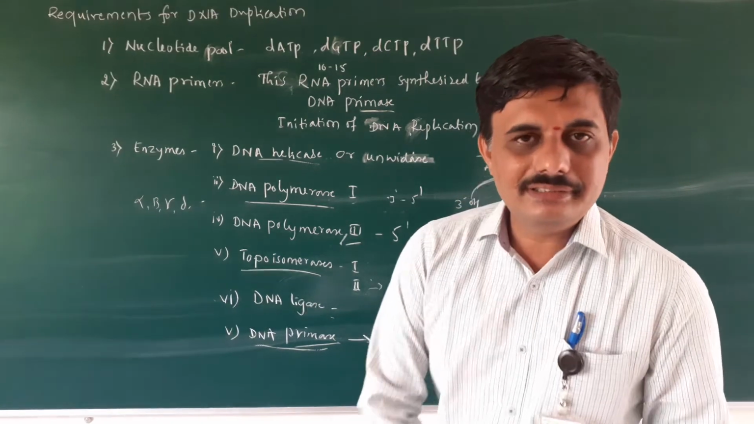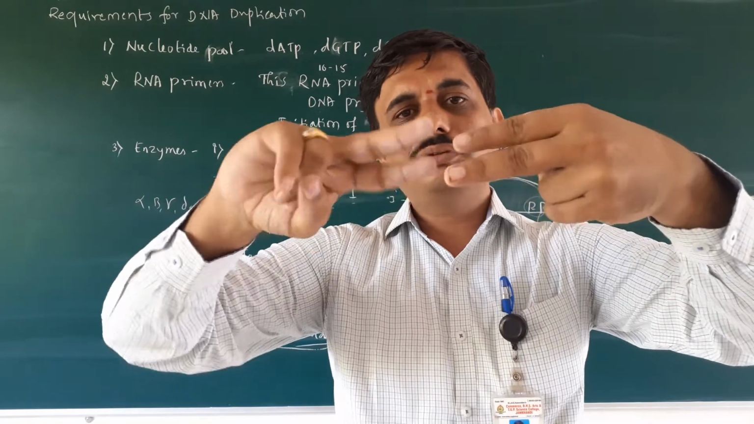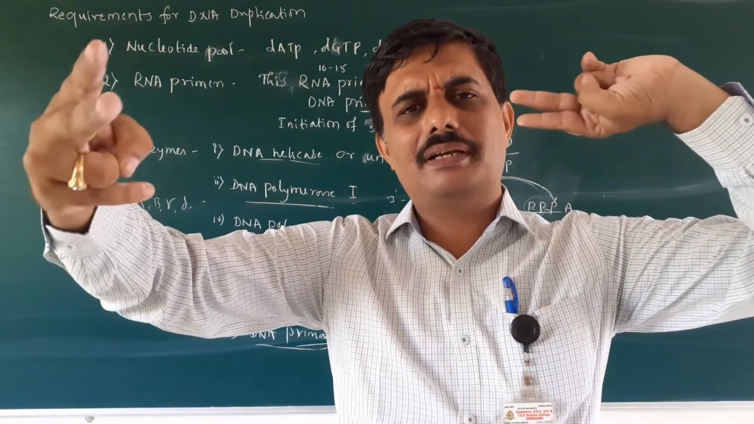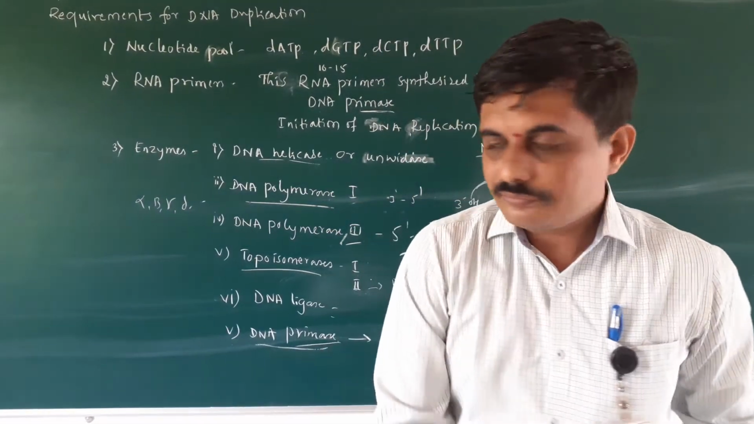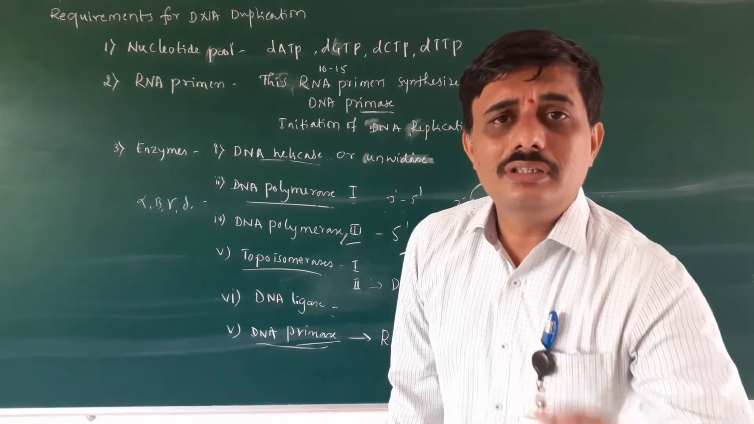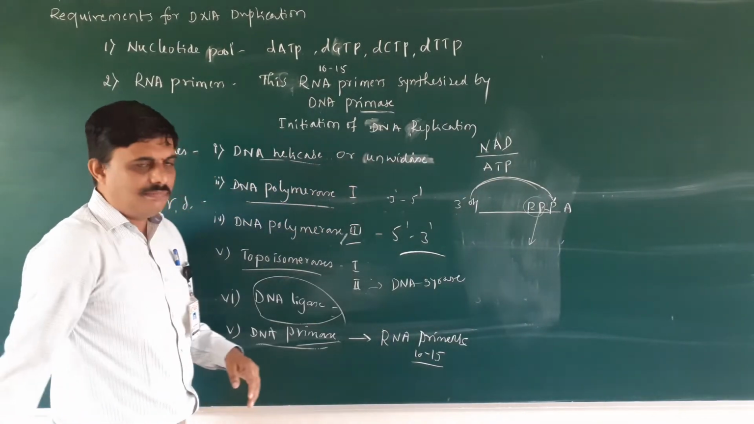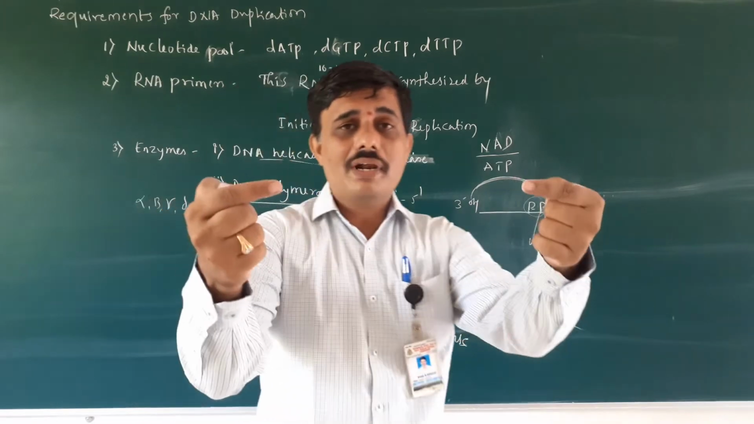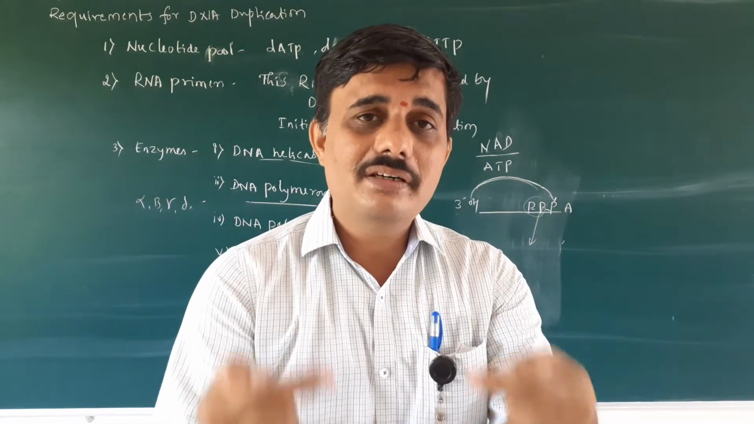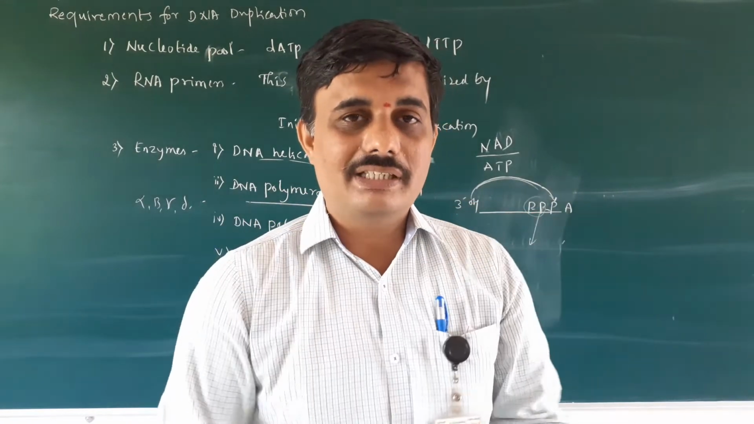The gyrase enzyme breaks both strands of DNA and reseals them. So they remove the supercoiling that occurred during DNA duplication. And DNA ligase is the enzyme which joins the two fragments of DNA during duplication in the lagging strand, or it joins the Okazaki fragments.